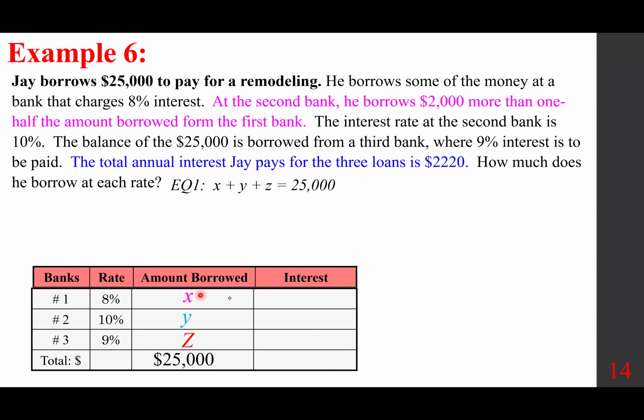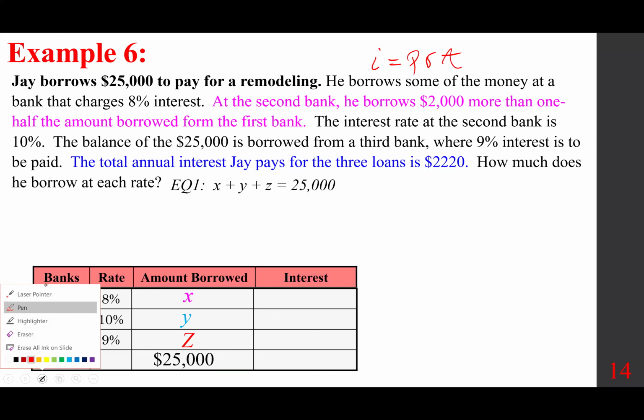The amount of interest over the course of 1 year, I'm going to write the formula, reminding you that I equals PRT, everybody. T is 1 year. Why is that? Because it says annual interest rate. Therefore, 0.08 times x times 1, we don't mention it anymore. So this is 0.08x. This is 0.1y. This is 0.09z. And we know this interest is $2,220.